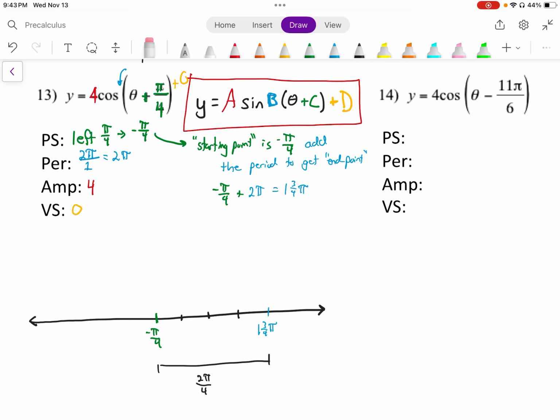But for this, since the denominator is already in fourths, we can just say negative pi over 4, or negative 1 pi over 4, plus 2 pi over 4. So negative 1 plus 2 is 1 pi over 4, plus another. So this is the distance between each mark on there.